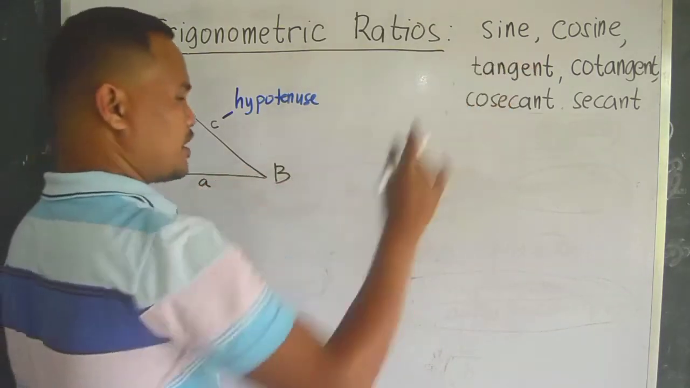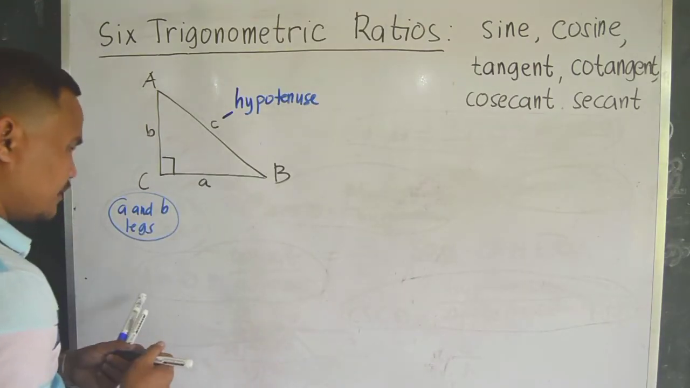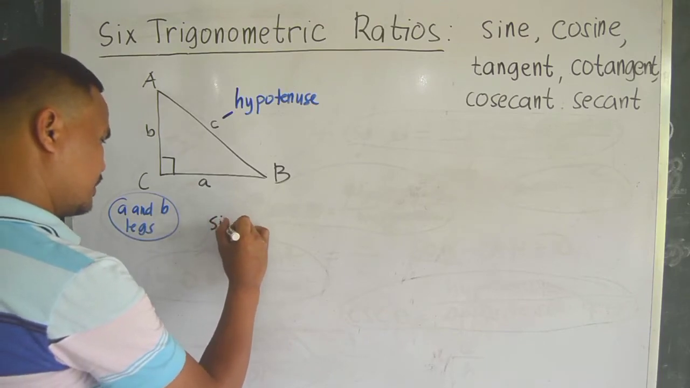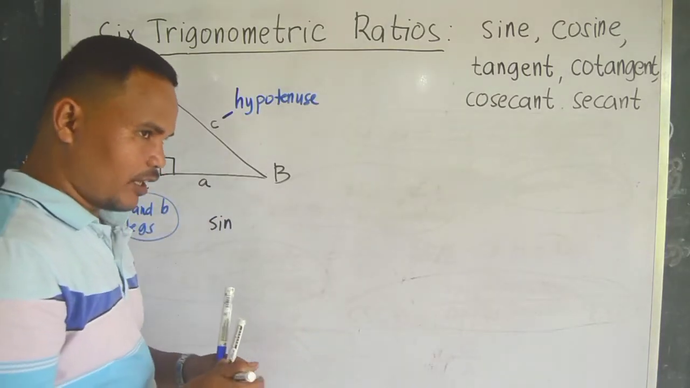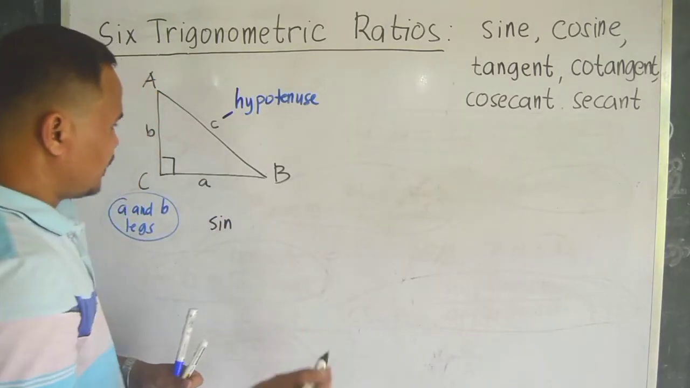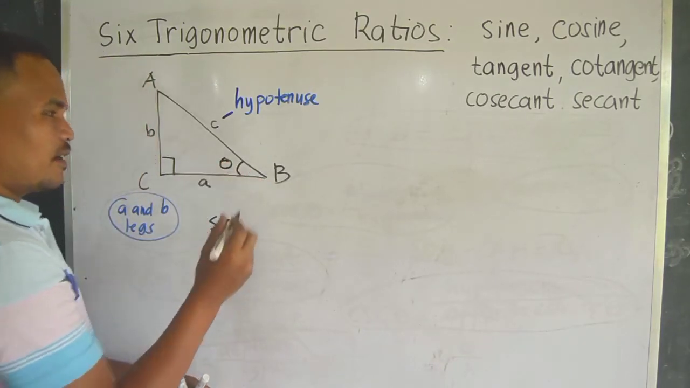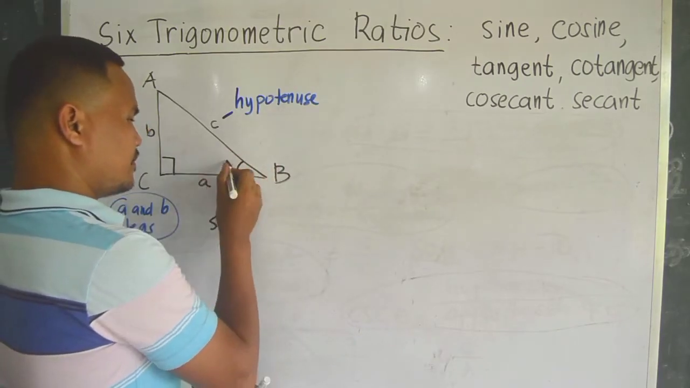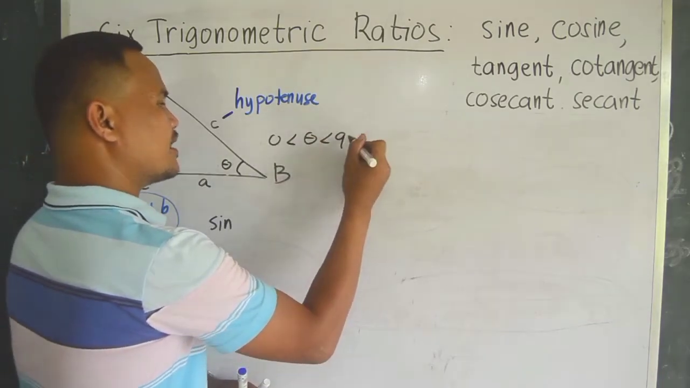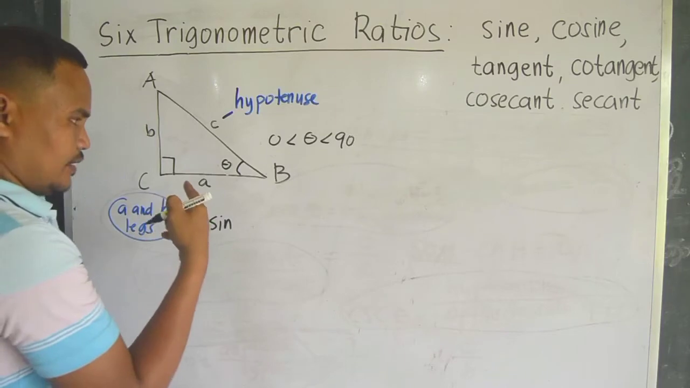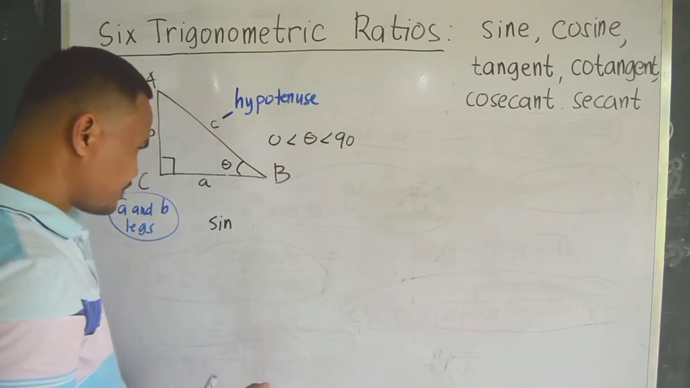So let us now define what is sine. But before we define sine, let us determine first a reference angle. Let us say that the measure of angle B is theta, where theta is greater than 0 but less than 90 degrees.